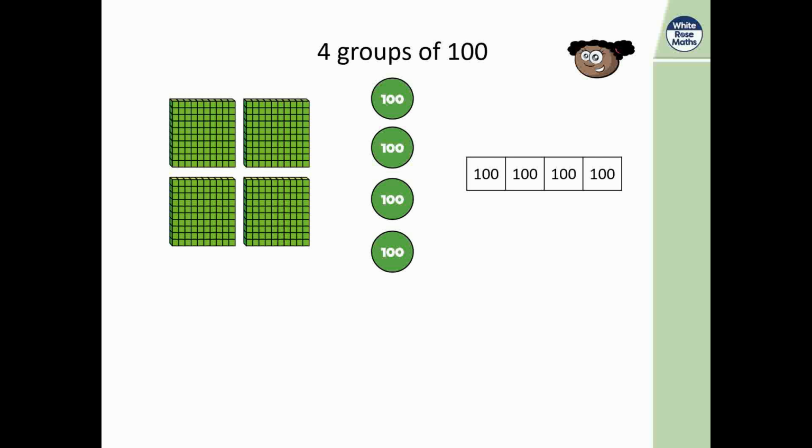Right, okay. So 4 groups of 100. I think we briefly looked at this before. So one of these, as somebody mentioned before, equals 100, okay? One of these equals 100. And we have 4 of them. So 4 times 100, what does that make? Right, yes, 400, or you can say 400s, yeah, 400 is fine.